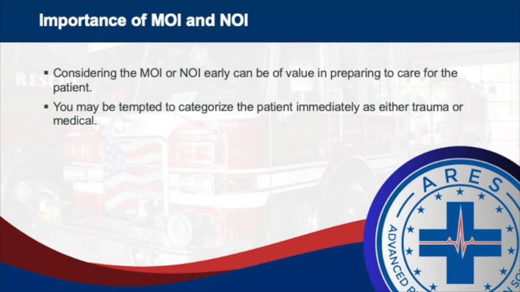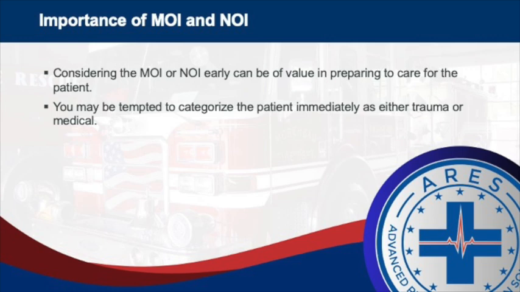Understanding the mechanism of injury, or MOI, and the nature of illness, or NOI, is about more than just checking a box. It's about preparing yourself to take the right steps for your patient. Thinking about these factors early helps you anticipate potential injuries or illnesses, decide on treatment priorities, and plan your next moves. Let me stress something here.